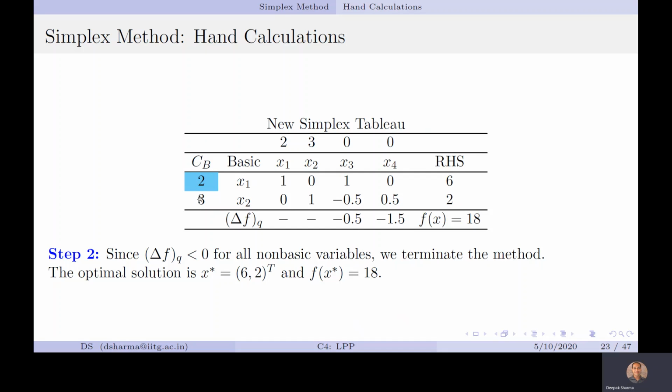Look at the CB column. So coefficient 2 is multiplied by 6 plus coefficient 3 is multiplied by 2. That makes 18. So in the simplex method, you will get the solution of x1 and x2, as well as you can calculate the objective function value.